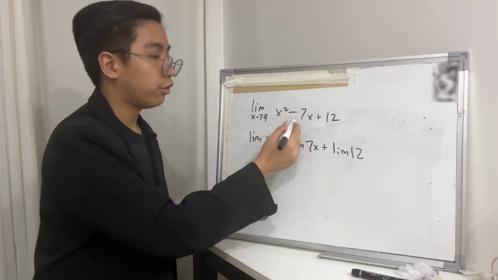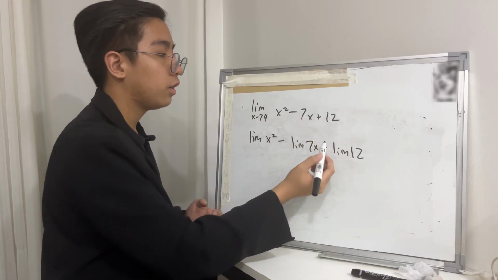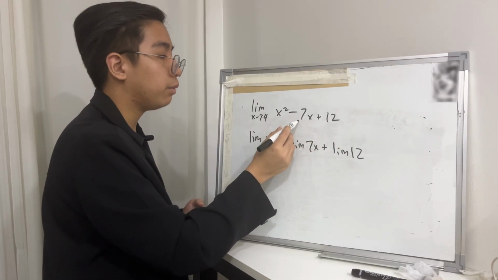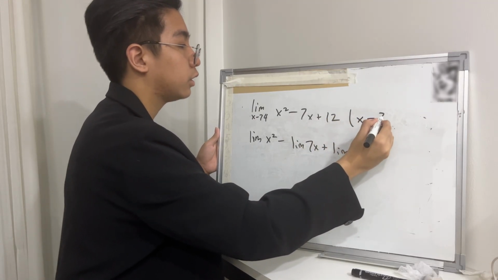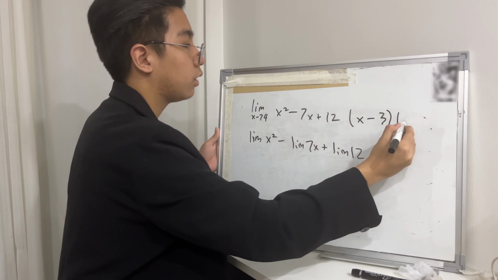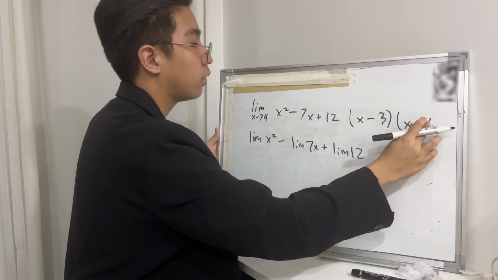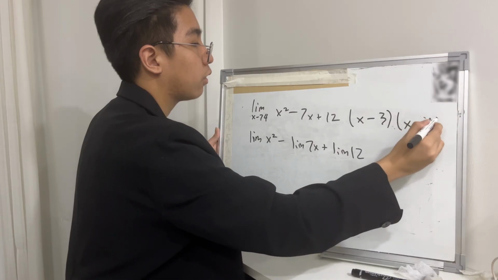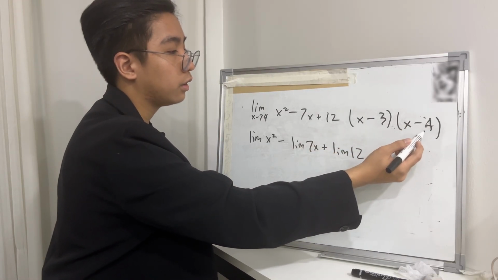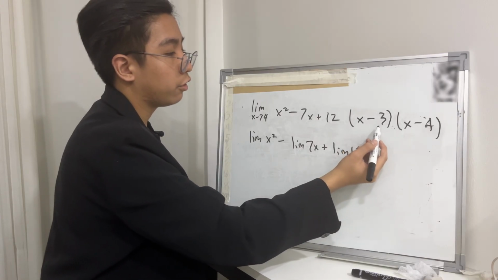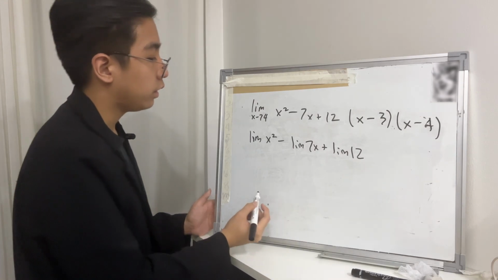So first, let's try to factor this out. What are two numbers that, when multiplied together, become 12, but when added together become negative 7? So we have x minus 3 and the quantity of x minus 4. Negative 3 times negative 4 equals 12. Negative 3 plus negative 4 equals negative 7.